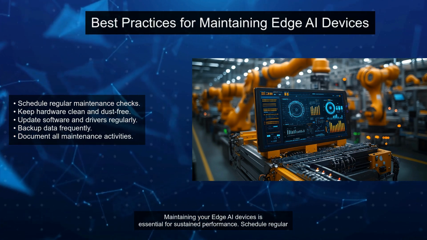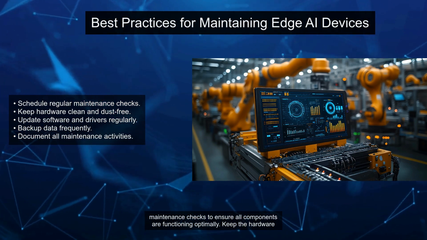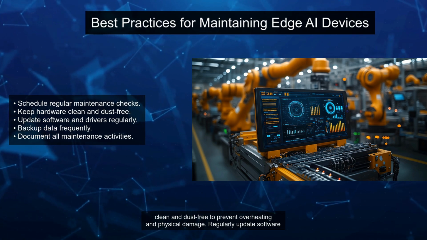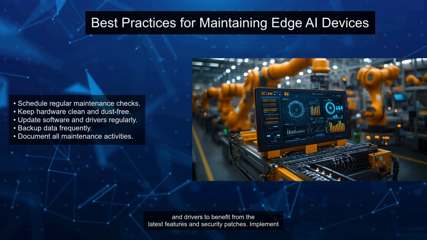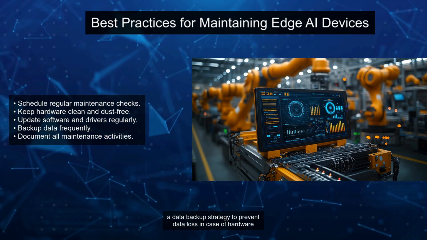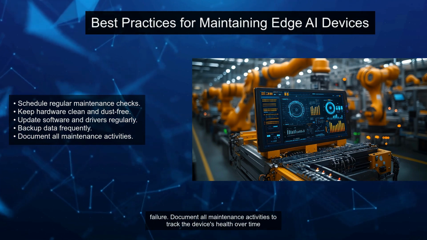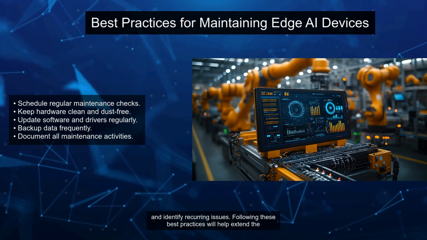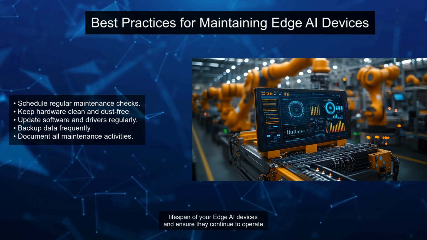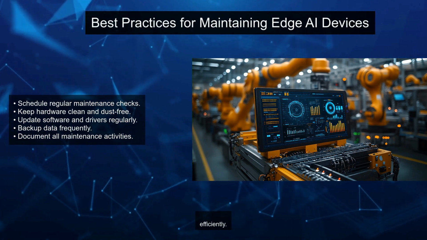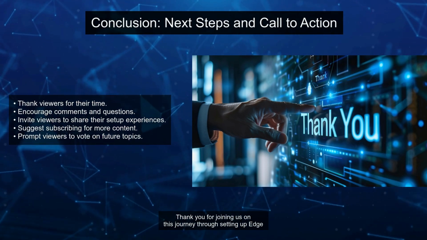Maintaining your edge AI devices is essential for sustained performance. Schedule regular maintenance checks to ensure all components are functioning optimally. Keep the hardware clean and dust-free to prevent overheating and physical damage. Regularly update software and drivers to benefit from the latest features and security patches. Implement a data backup strategy to prevent data loss in case of hardware failure. Document all maintenance activities to track the device's health over time and identify recurring issues. Following these best practices will help extend the lifespan of your edge AI devices and ensure they continue to operate efficiently.